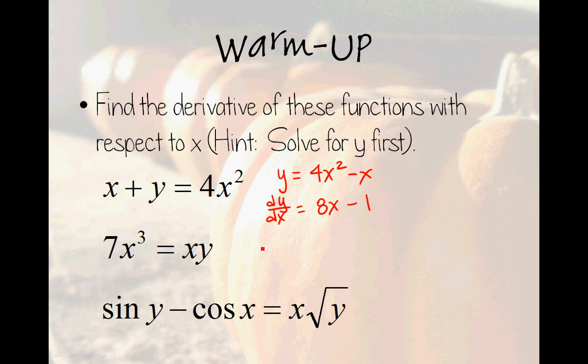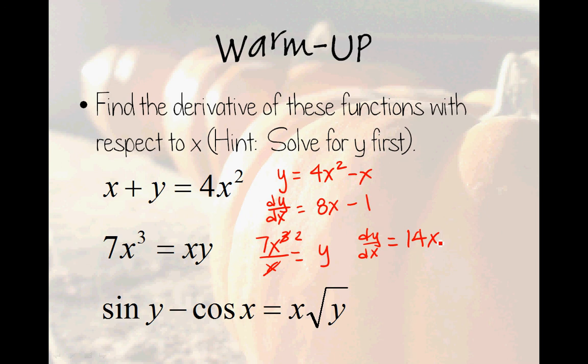For the second one, same idea. We're going to solve for y. So we'd have 7x cubed over x equals y, and if we take the derivative of that, we get dy/dx equals, if you notice here that 7x cubed over x is just 7x squared, so we get 14x, so that would be your answer on that one.